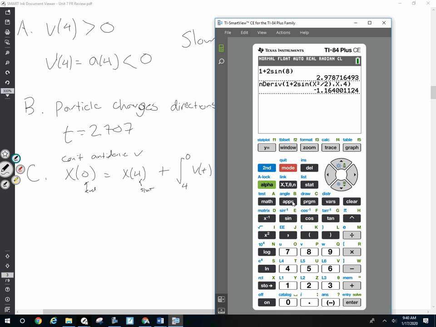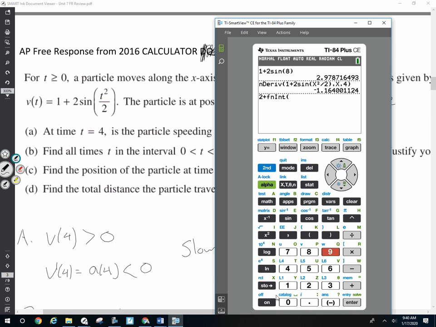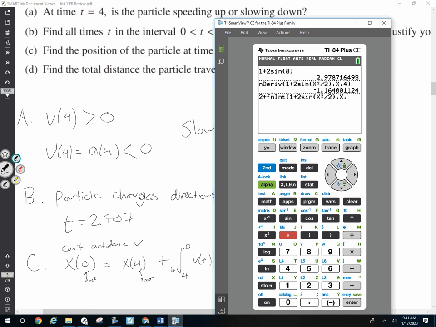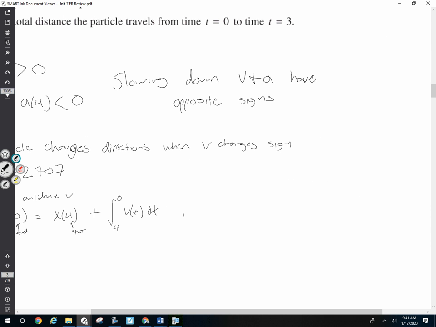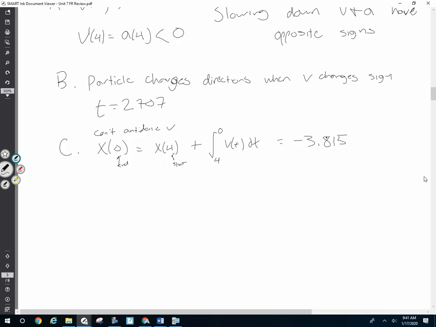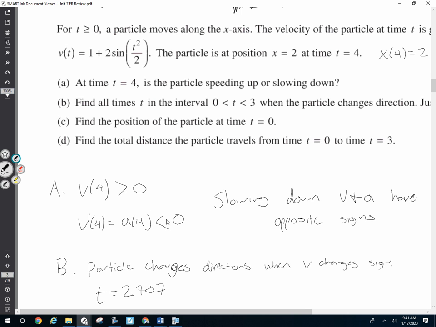2 plus the integral of v, 1 plus 2 sine x squared over 2, with respect to x, from 4 to 0. Make sure those are in the correct order. You get a position of negative 3.185. Numerical dyslexia there.